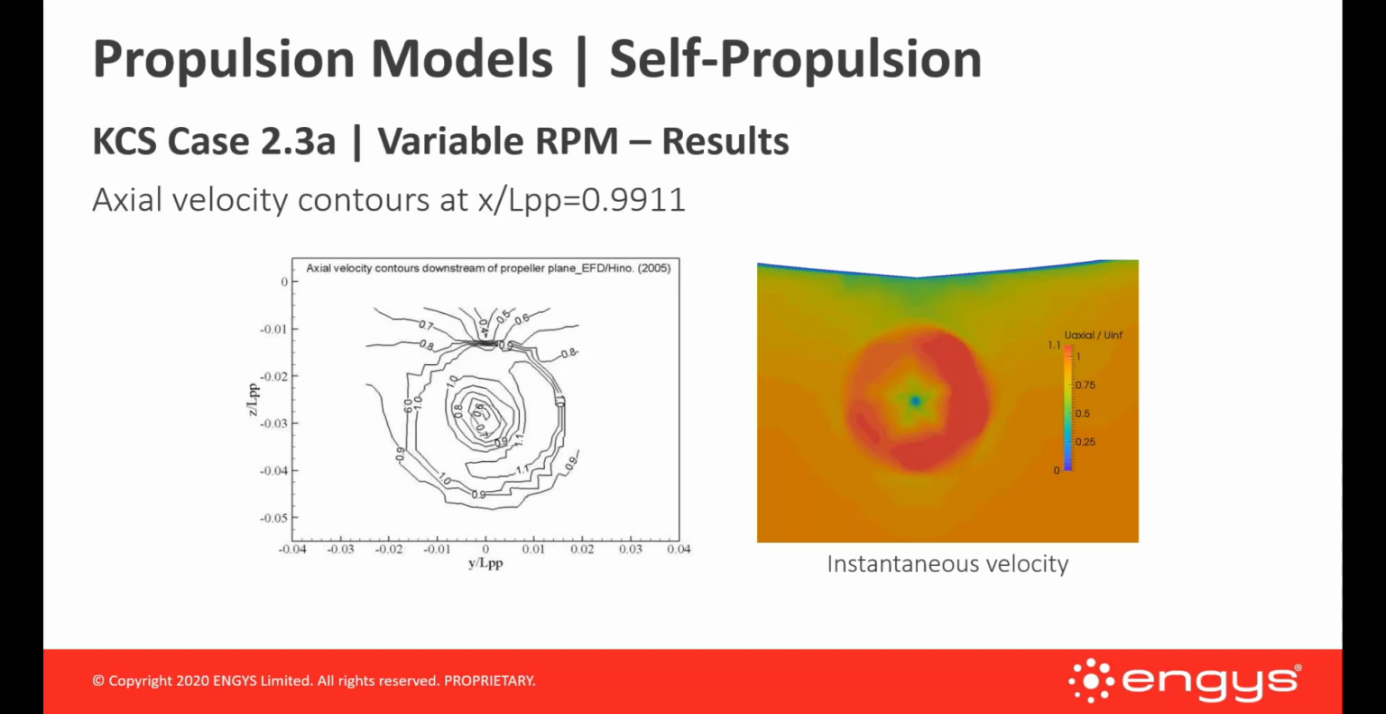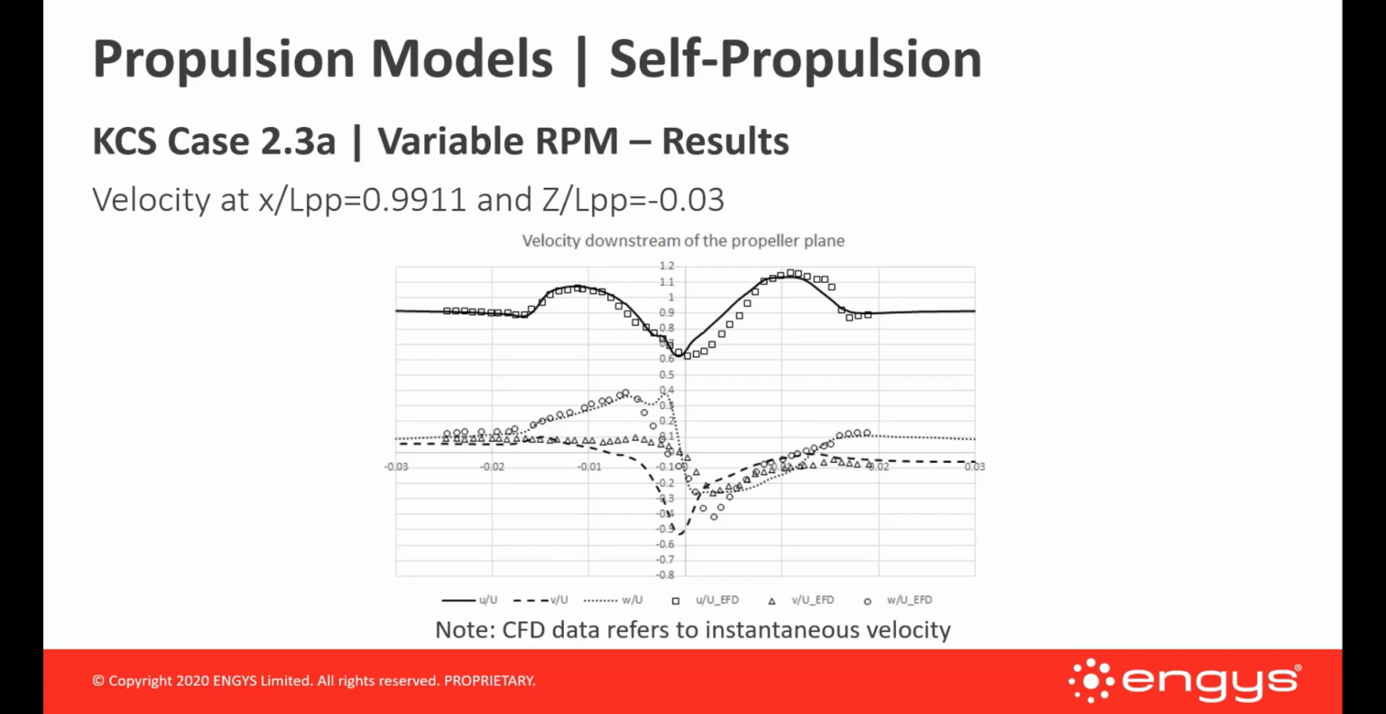of axial velocity. On the left, we have the axial velocity contours downstream of the propeller plane at a specific distance. And on the right side, we have the CFD results. In this particular case, we are showing just the instantaneous velocity values on the measurement plane. Looking at the velocity components in X, Y, and Z, so we have U, V, and W components respectively. This is what you get on the measurement plane downstream of the propeller plane. And you can see here how the results correlate with the experiment.